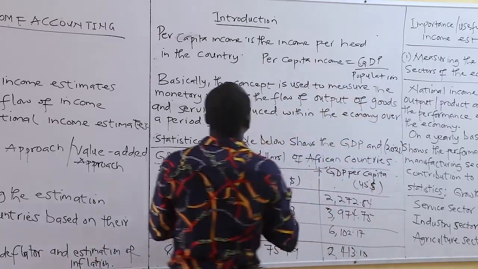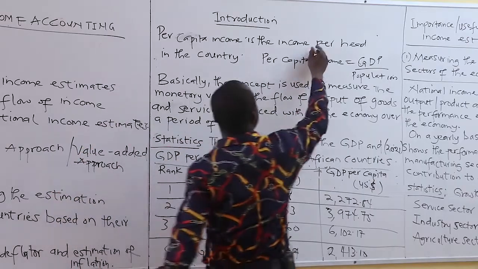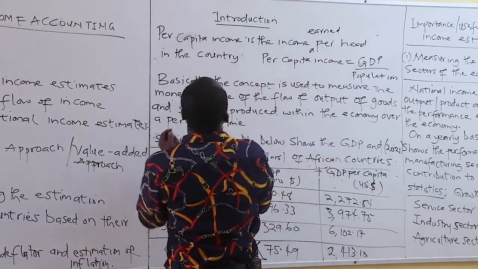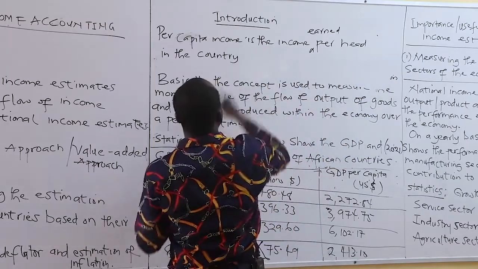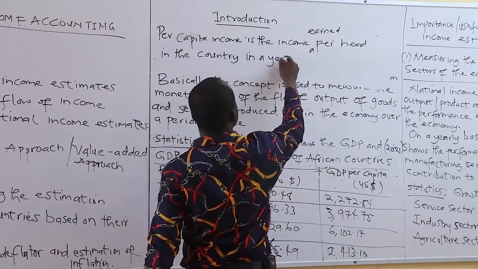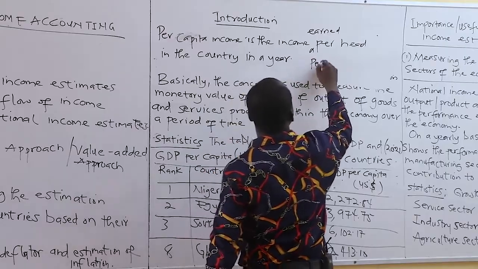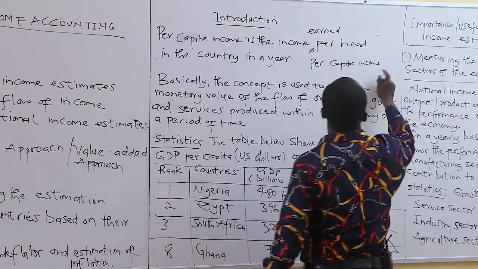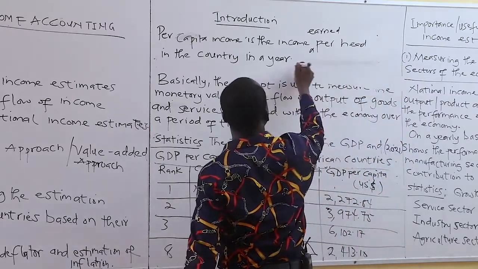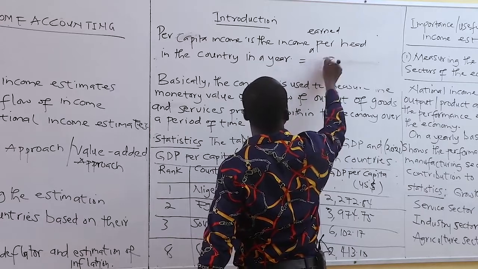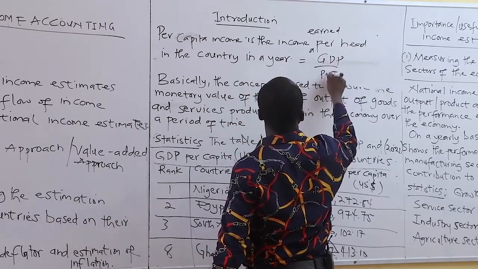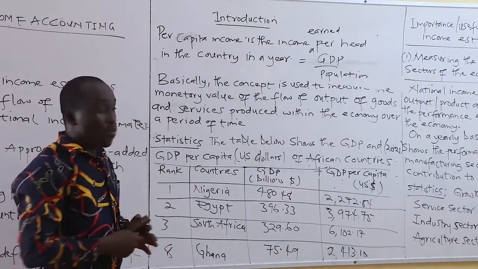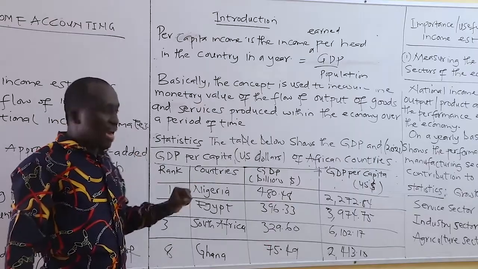So what is the per capita income? It is the income earned per head in a country in a year, right? So the per capita income is equal to GDP divided by your population. Later, we're going to learn how to calculate it. What is per capita income? In a year, how much does everybody earn?